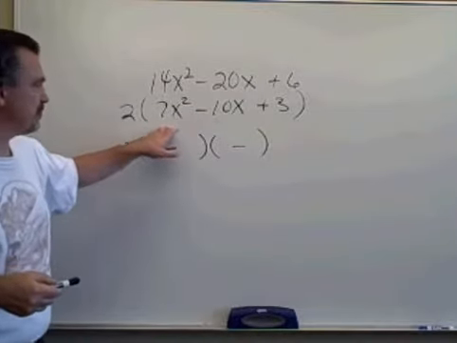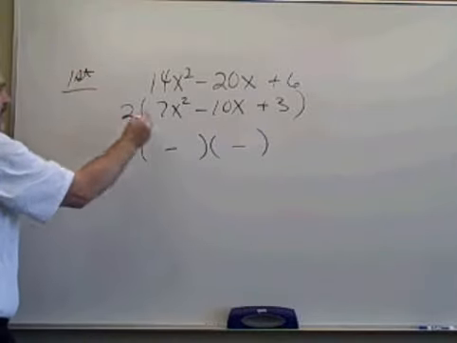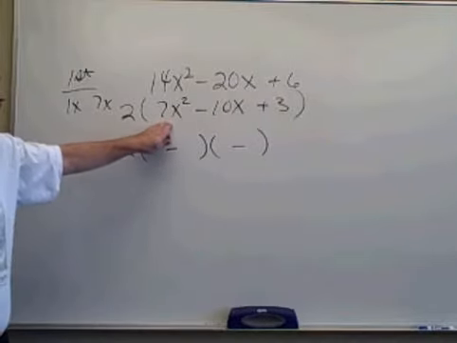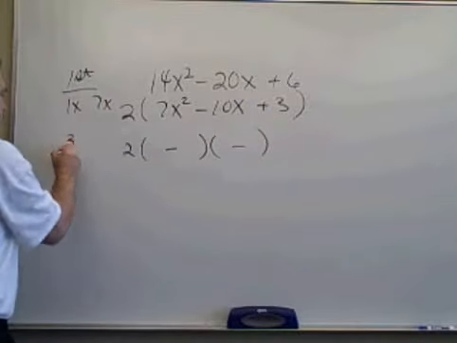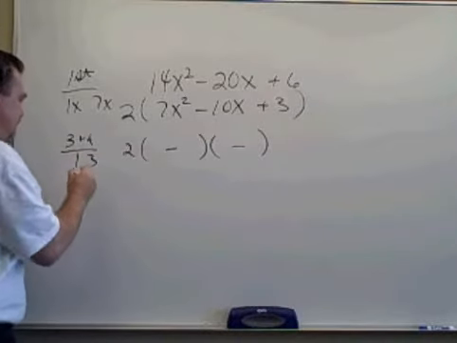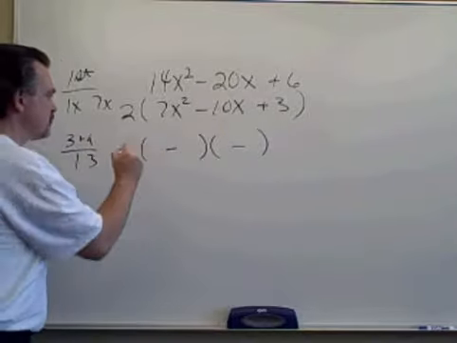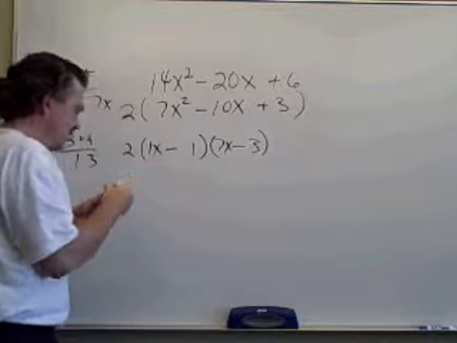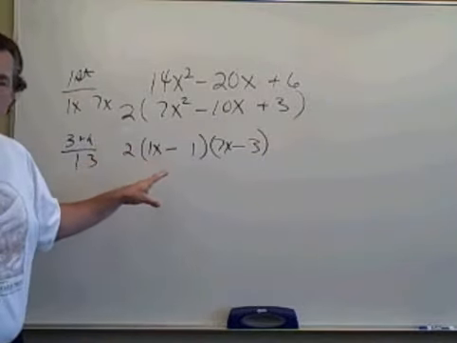Now we list the factor pairs that make the first term of the trinomial. That would be 1x times 7x would make 7x squared, wouldn't it? Now I list the factor pairs that would make the third term of the trinomial. That would be 1 times 3. So 1x and 7x have to go into the first positions somehow, and 1 and 3 have to go into the second position somehow.